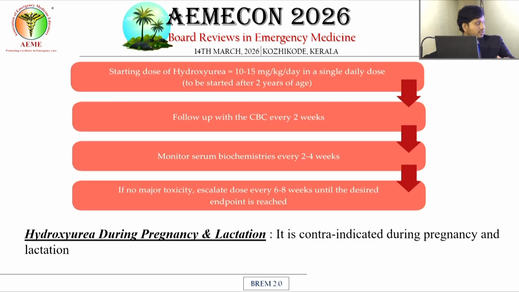Okay, this I have also taken from the national guidelines. They say the starting dose of hydroxyurea is 10 to 15 mg per kg per day, as a single dose. CBC follow-up has to be done, and renal parameters and liver toxicity have to be checked every 2 to 4 weeks. If needed, you can escalate the dose by 5 mg per kg every 2 to 3 months. Hydroxyurea is a teratogenic drug, so if the patient is planning a pregnancy, or the pregnancy is already confirmed, you have to stop the drug. It is contraindicated in both pregnancy and lactating females.